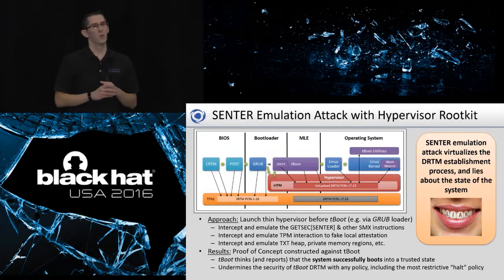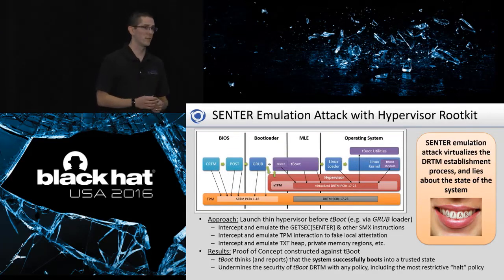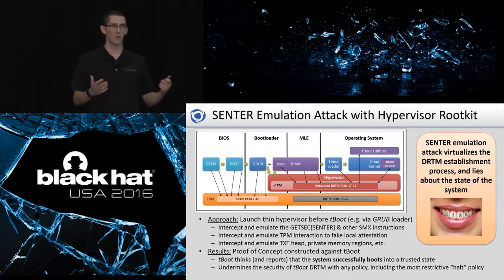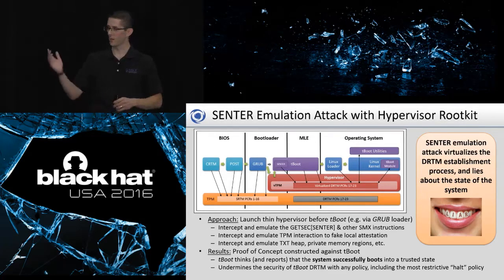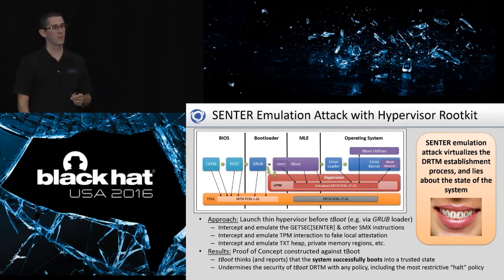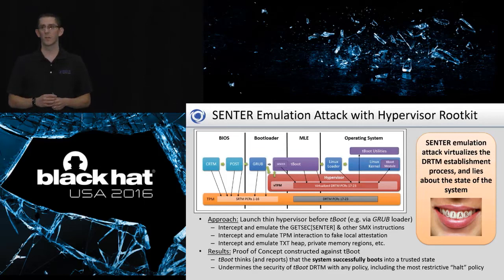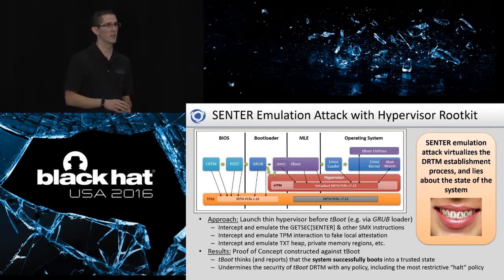All right, so I call it the SENTER emulation attack. We talked about the getsec SENTER instruction as being critical for establishing this root of trust. So what we do is, coming out of Grub, instead of loading tboot, we load our own custom hypervisor, like a thin hypervisor rootkit. Our hypervisor is going to virtualize all of the SMX instructions. It's going to provide a virtual TPM so that the rest of the software on the system can actually talk to the physical TPM. And it's also going to virtualize the whole TXT memory mapped I/O space, so all of the chipset features that are queried to check the status, we're going to virtualize all of that.